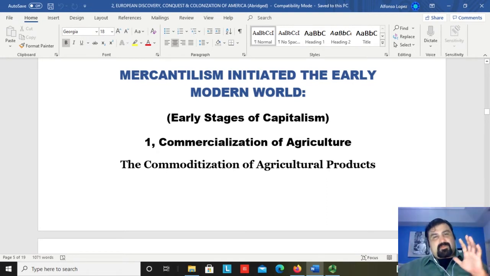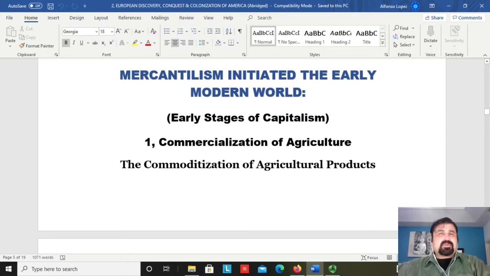So our world, what we call the modern world, initiated back in the 1400s with mercantilism. Mercantilism initiated the early modern world. It laid the foundation for the rise of a new economic system that will ultimately replace feudalism in Europe. And it will start replacing feudalism elsewhere around the world, gradually over the centuries, that is to say.